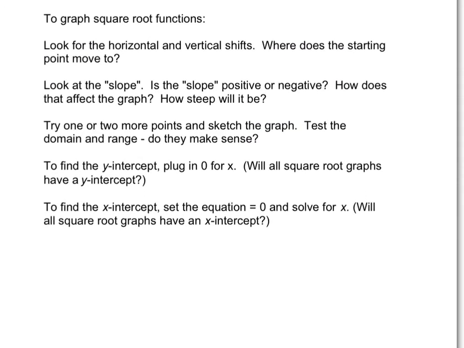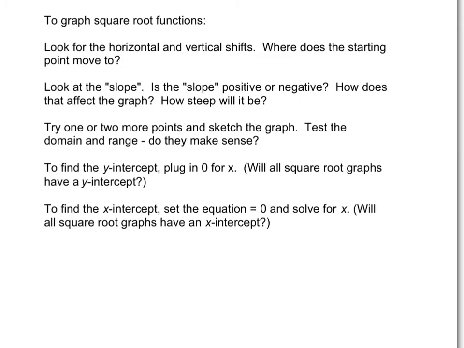Okay, so here it is summarized in words. If you're going to be graphing some square root functions, look for the horizontal and the vertical shift. So for that, you're really looking for what happens to h and what happens with k. That's where the starting point moves to, but all the other points move as well. H for horizontal, k for vertical. Look at the slope or the slopishness. Is it positive or negative? How is that going to change the graph? A bigger a value makes it steeper.